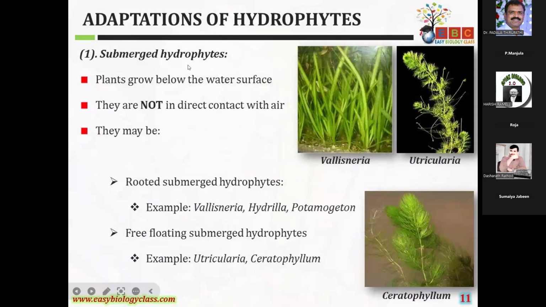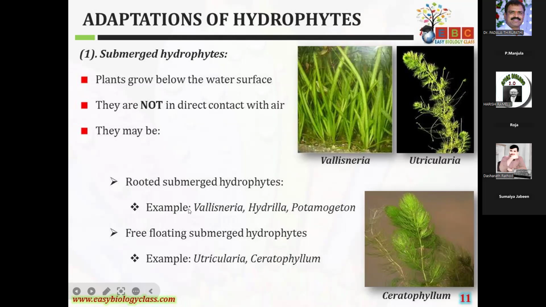First one is the submerged hydrophytes. The plants which grow below the water surface are called submerged hydrophytes. They are not in direct contact with the air because they are present inside the water. Again, they are classified into rooted submerged hydrophytes and free floating submerged hydrophytes. If submerged hydrophytes contain roots, they are called rooted submerged hydrophytes. Whereas in free floating submerged, the roots may be absent or reduced.